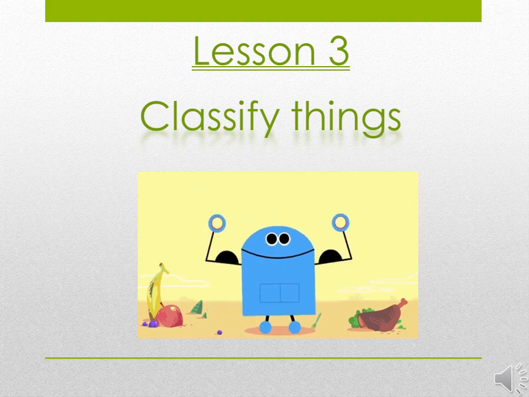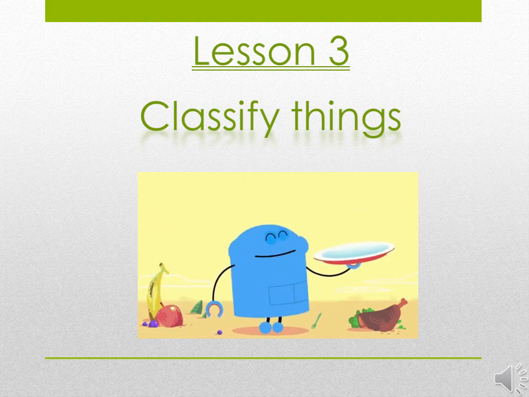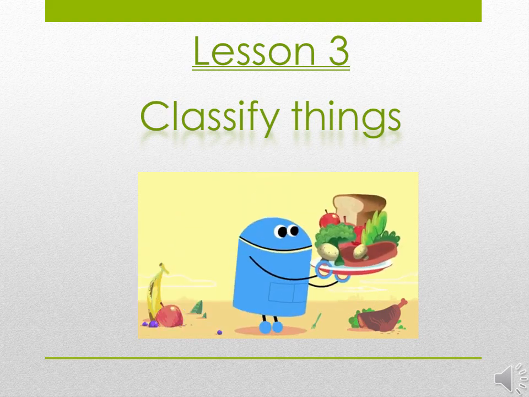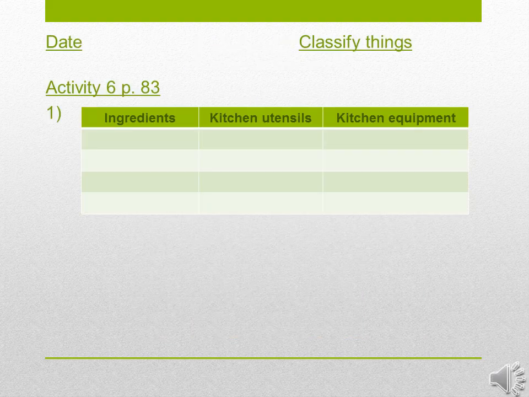Next lesson, lesson number 3. You will be classifying things. Draw a line after your preposition activity. Write down the date that you will do this activity, and your new heading is Classify Things. Skip a line. Write down Activity 6, page 83. This is page 83 in your textbook.